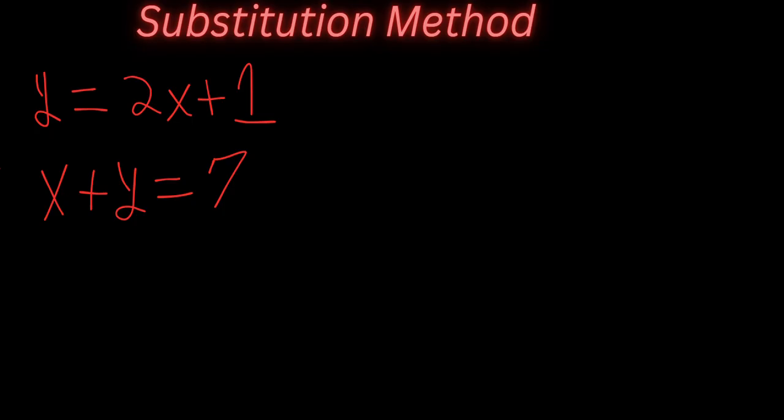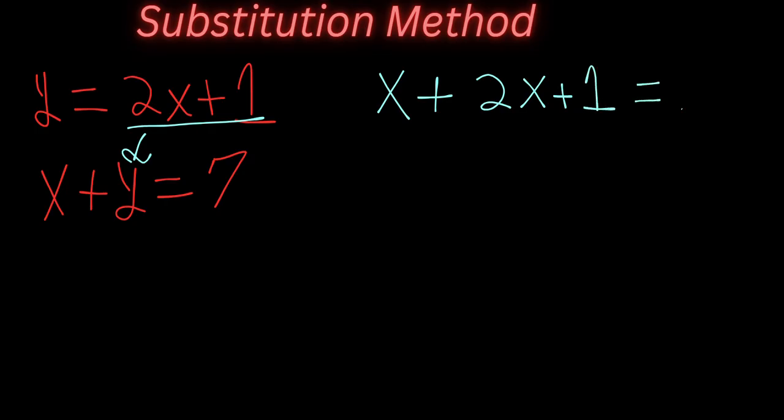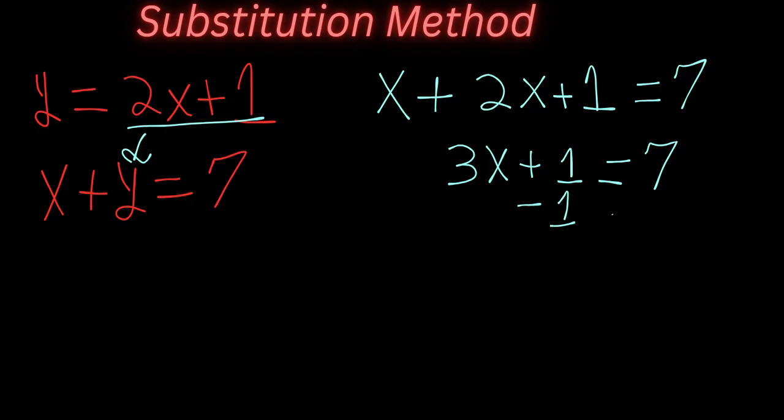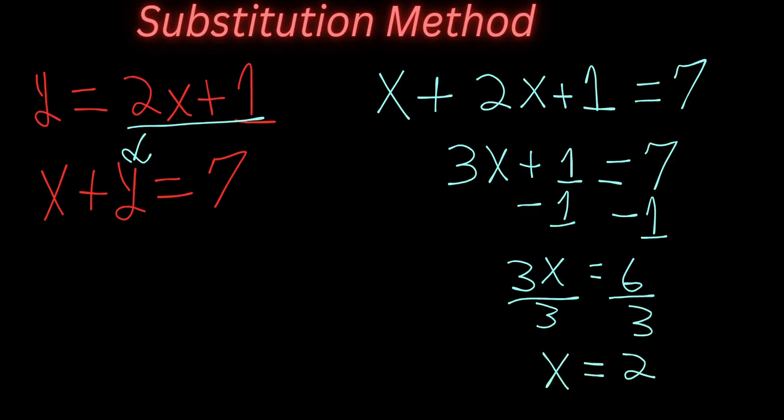So this is a clean sub. What that means is that we can plug in this value where it says y. Clean sub, so x plus 2x plus 1 equals 7. All right, I hope that's all making sense. So 3x plus 1 equals 7. We subtract 1 from both sides, and we get 3x equals 6. We divide by 3, and we find that x equals 2.